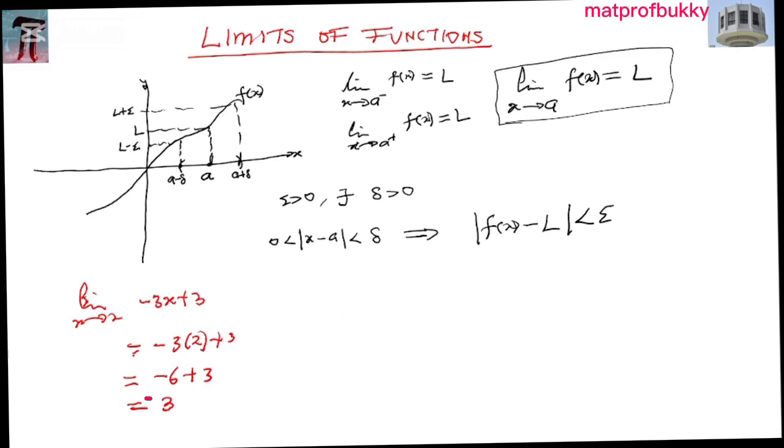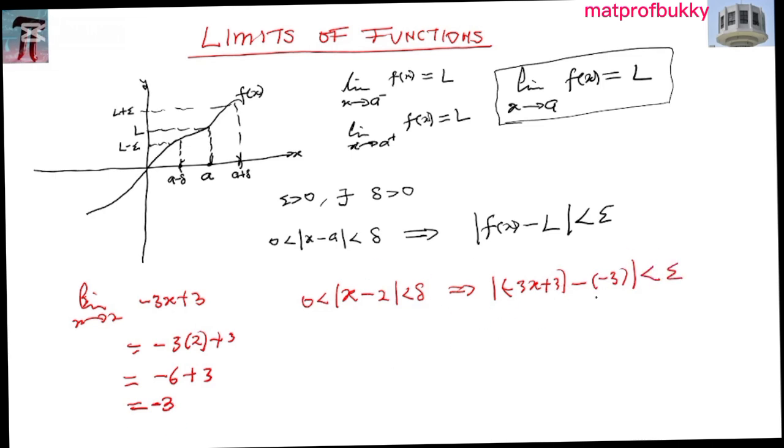So you can also write this same thing in terms of the second definition. It means that we have 0 less than the absolute value of x minus A, where A is 2. So x minus 2 is less than delta. It will imply that f of x, which is our minus 3x plus 3, minus the limit that we got, which is minus 3, must be less than epsilon if evaluated.